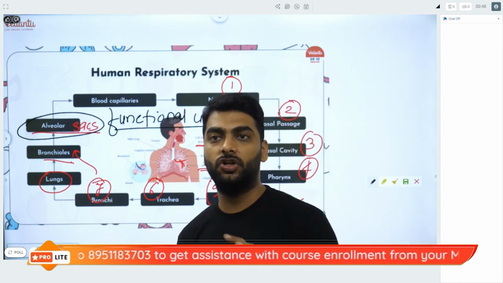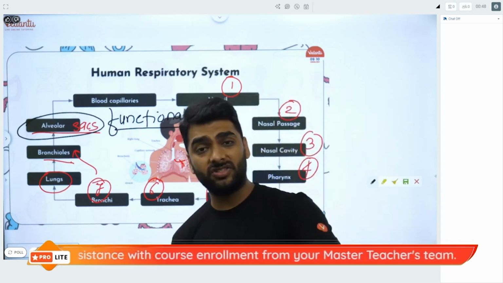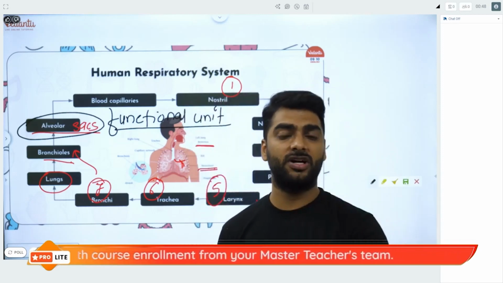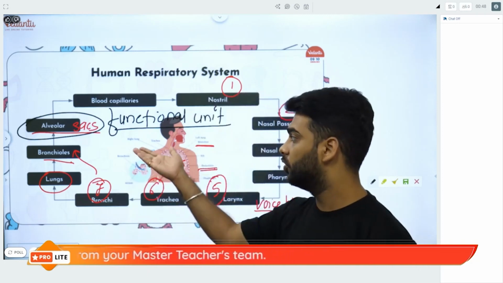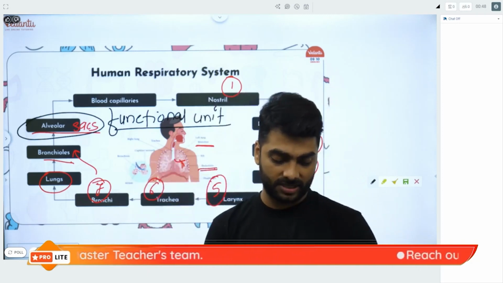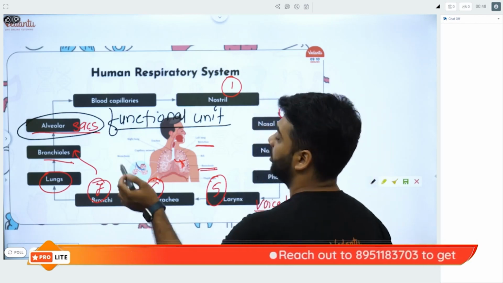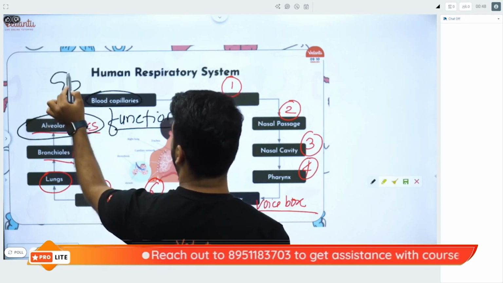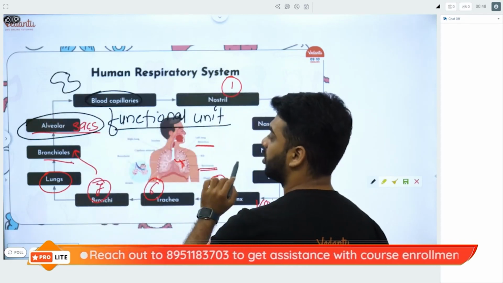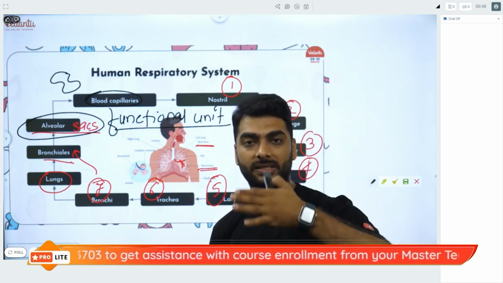What is the functional unit of the nervous system? It is the neurons. What is the functional unit of the excretory system? It is the nephrons. What is the functional unit of the body? It is the cell. So the functional unit of the respiratory system is your alveolar sacs. From there, the oxygen moves into the blood, where RBCs, which is the biconcave cell, they will take the oxygen with the help of hemoglobin, forming a compound called oxyhemoglobin.